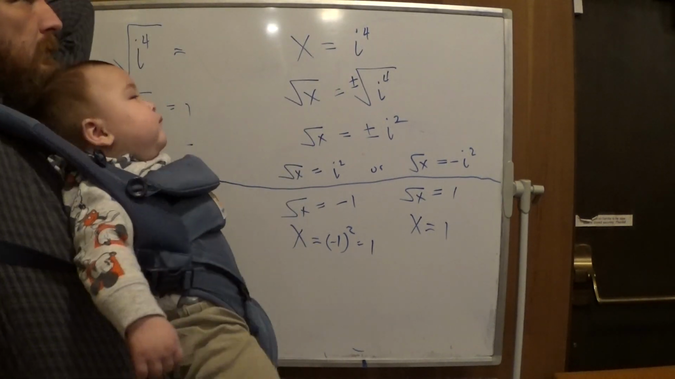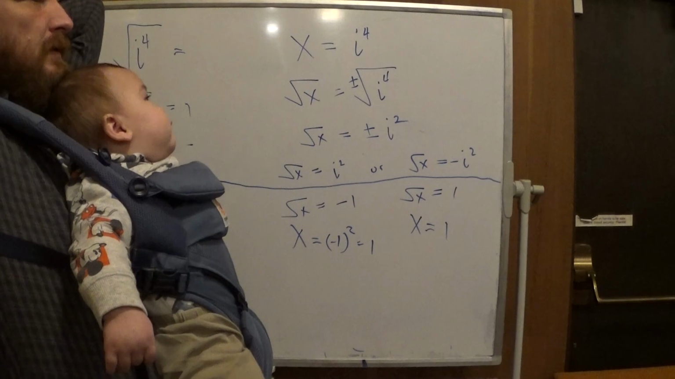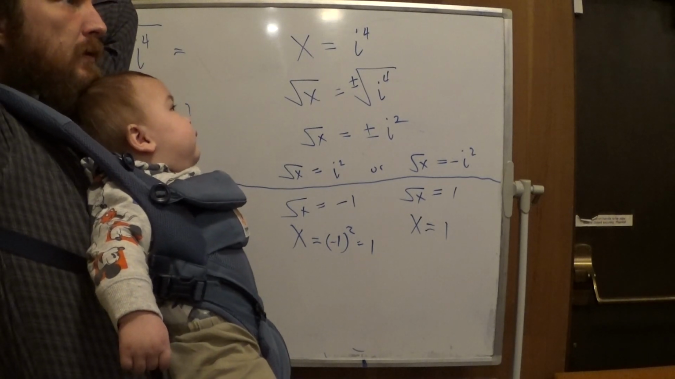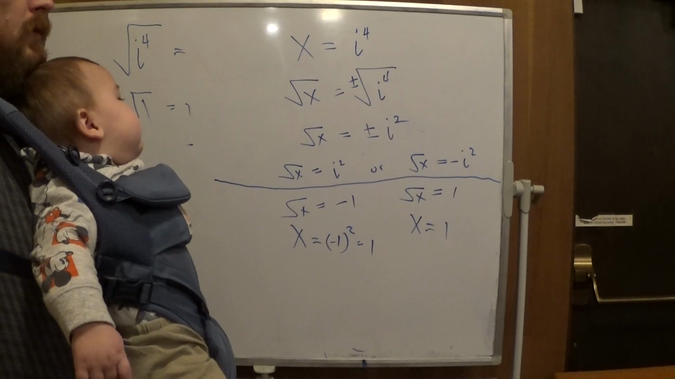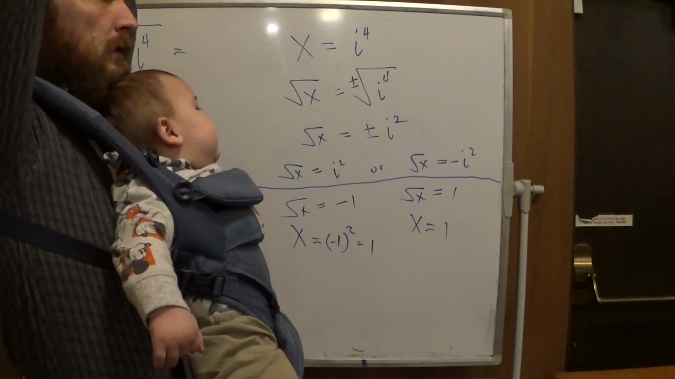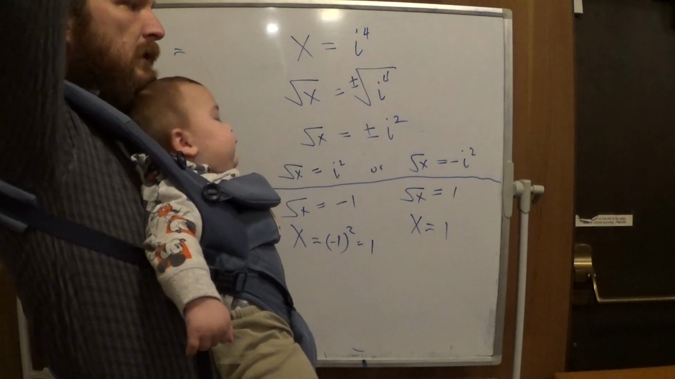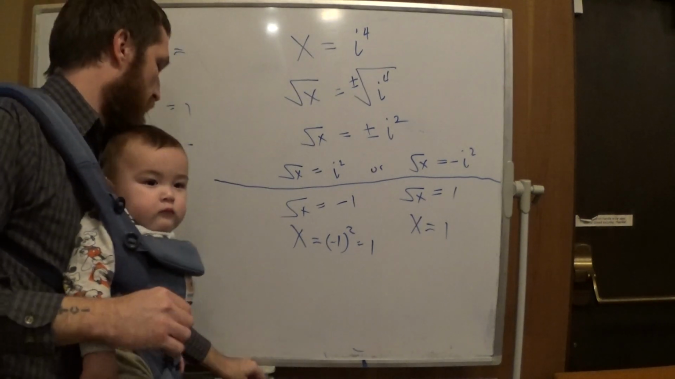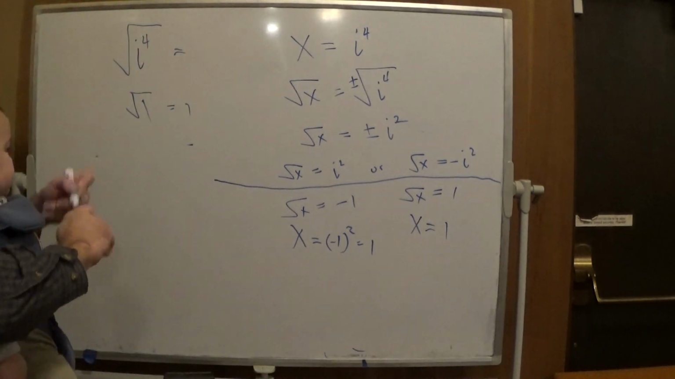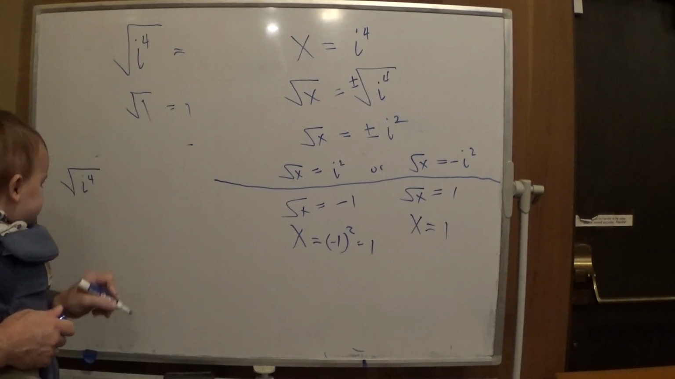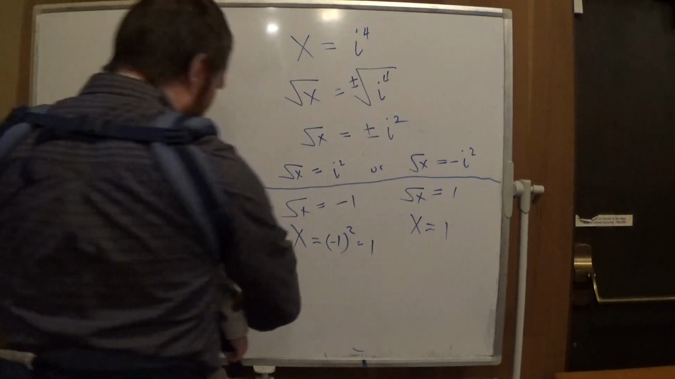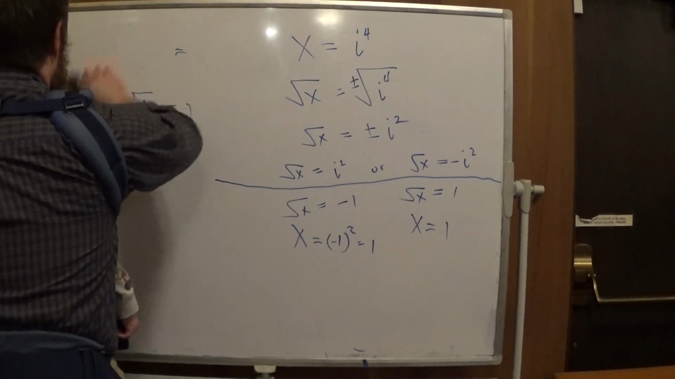Okay. You could prove that the square root of i to the 4th is equal to what? Negative 1 without taking the square root. How? So let's see. Okay, so you're saying we're starting here. Okay, let's start there, and let's see what we can come up with.